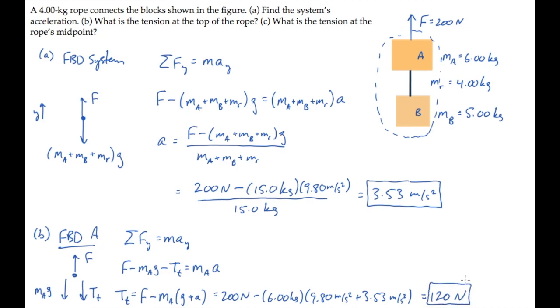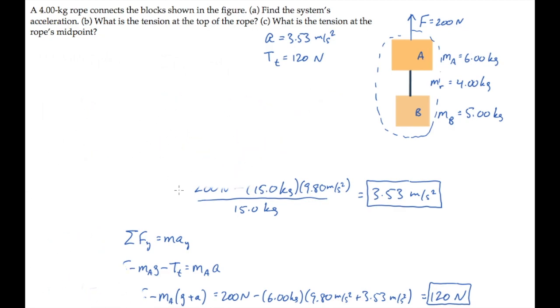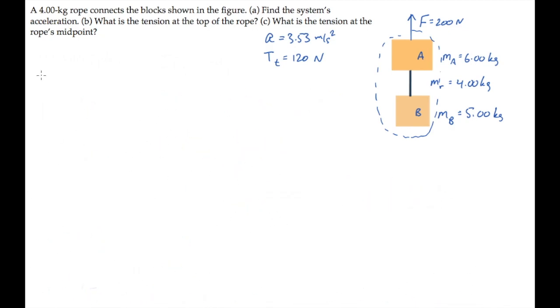Now that we've solved parts A and B and run out of room, let me gather those two results up here, and erase all the rest of this so we have room to solve part C. Part C asks us for the tension at the rope's midpoint. To find that, let's draw a free body diagram of this system's top half.